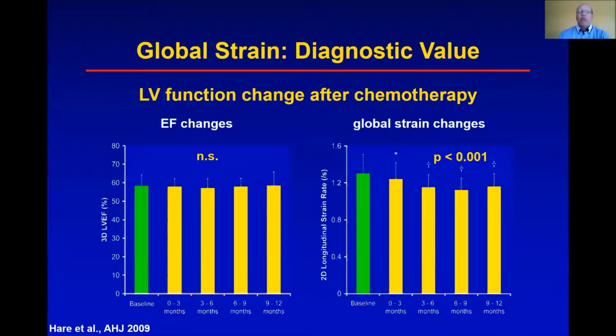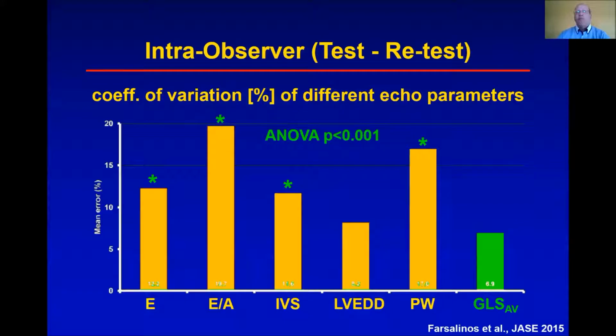We can measure very subtle changes in myocardial function, and when we think of chemotherapy patients, we can see global strain changes in a significant way before we see any changes in ejection fraction. So it's very good to detect very small changes. And the reason for this is probably that it is a very reproducible method.